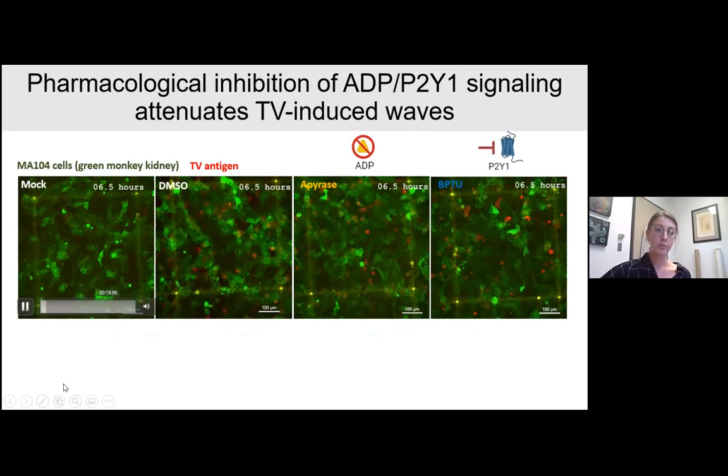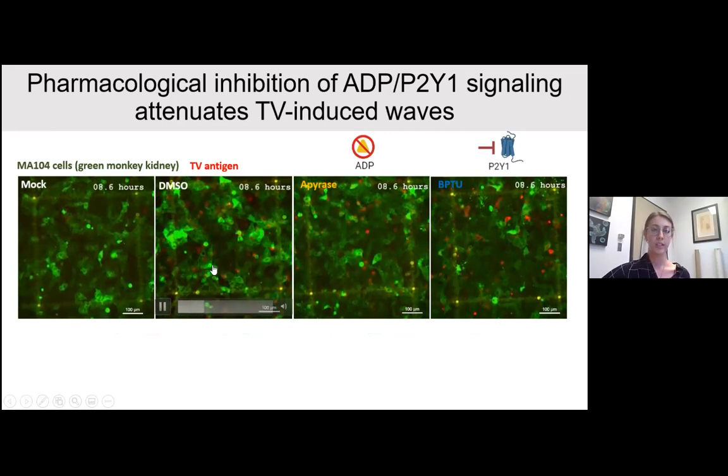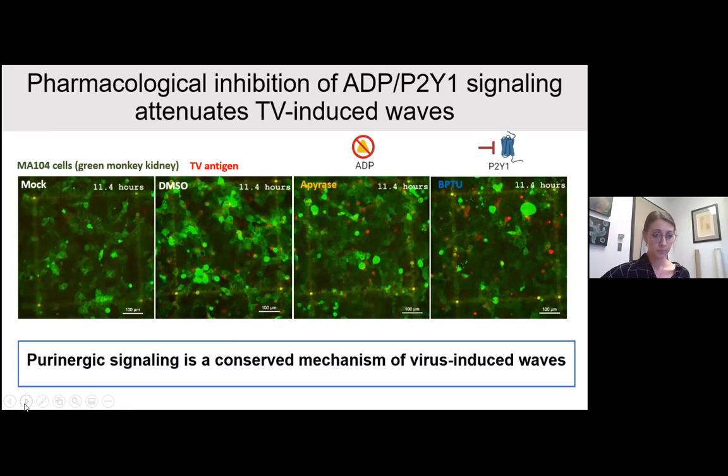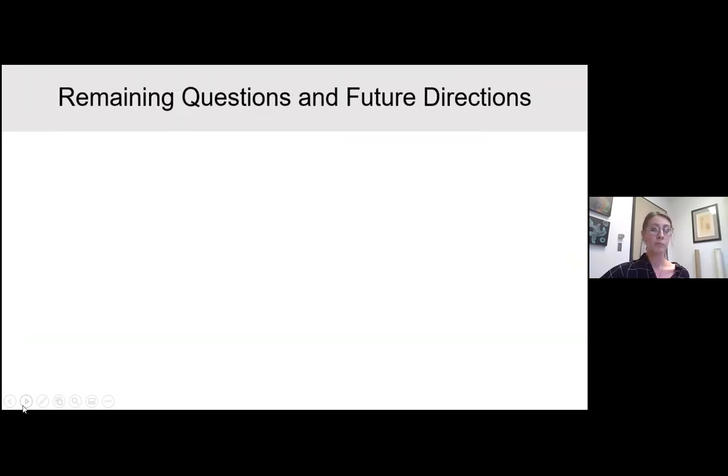And in these videos, we can see that in our DMSO vehicle control, we see our nice coordinated intercellular calcium waves. But this phenotype is significantly attenuated in our apyrase and BPTU treated cells, suggesting that purinergic signaling may be a conserved mechanism of virus-induced waves.